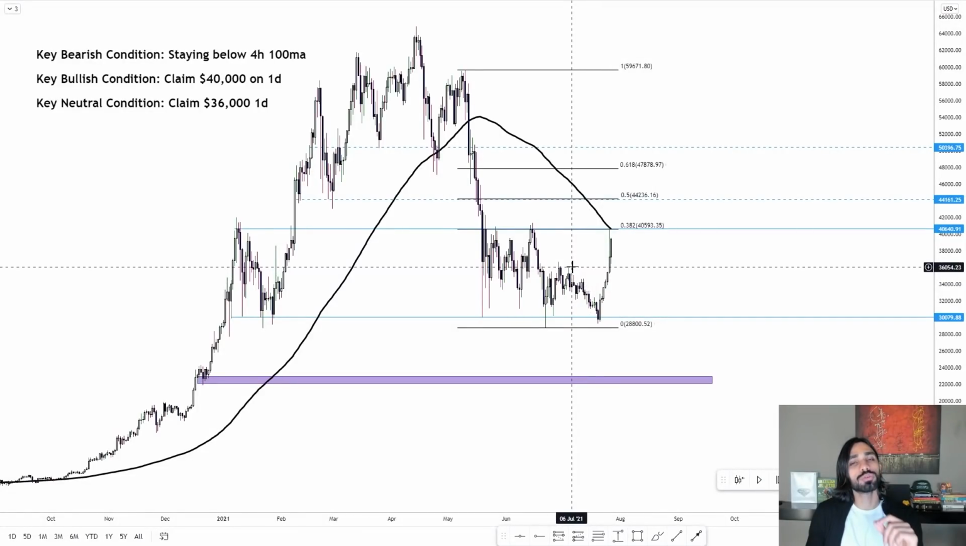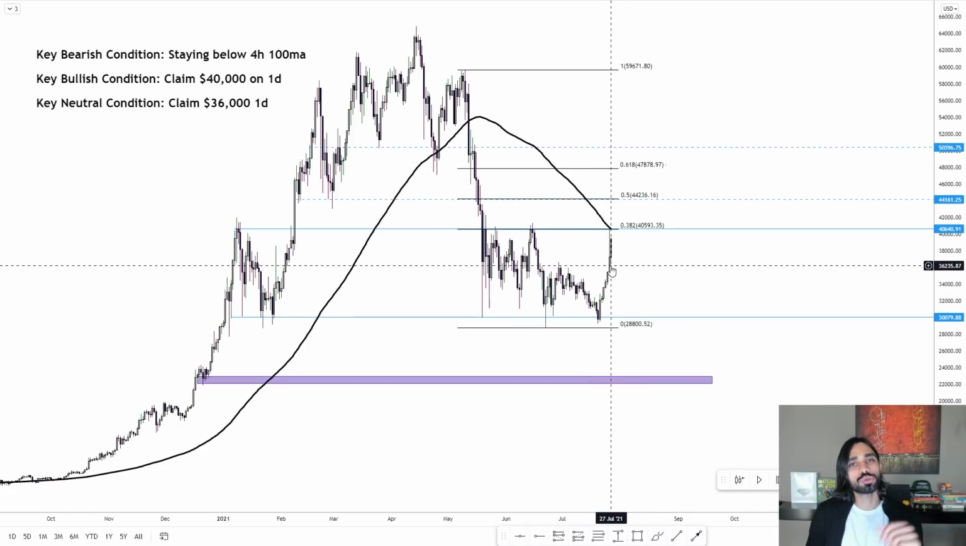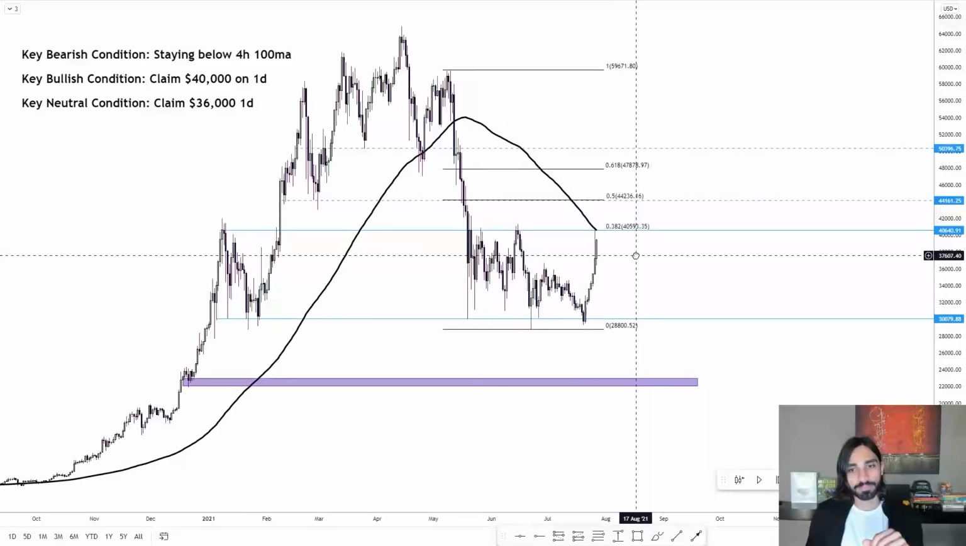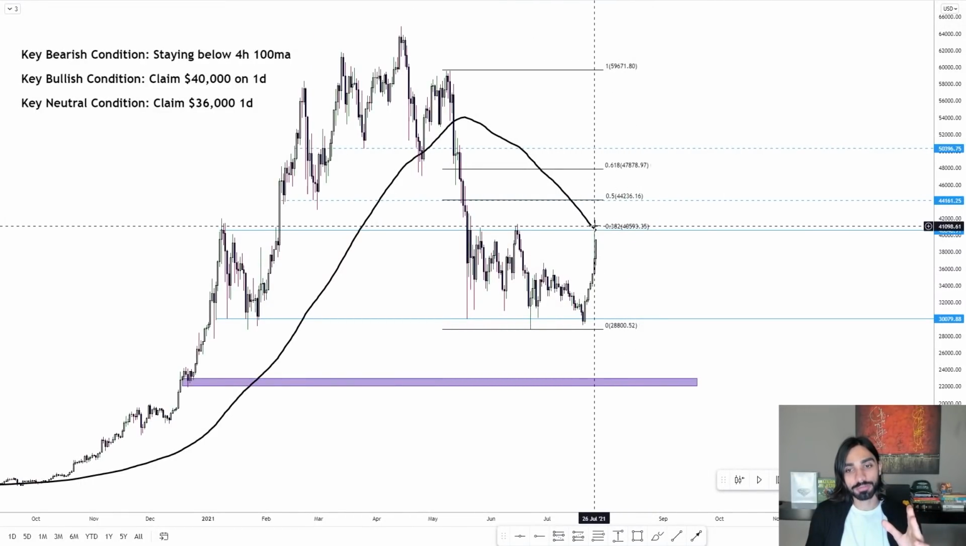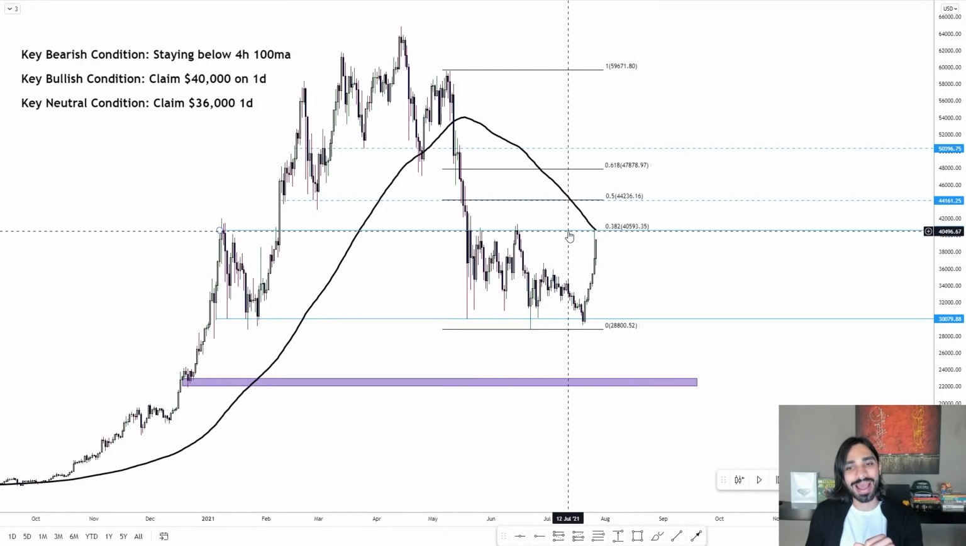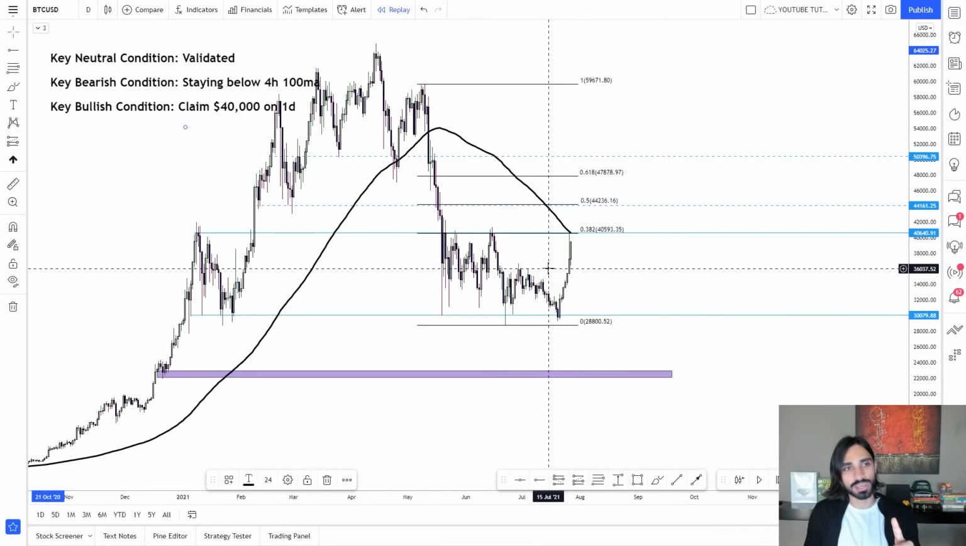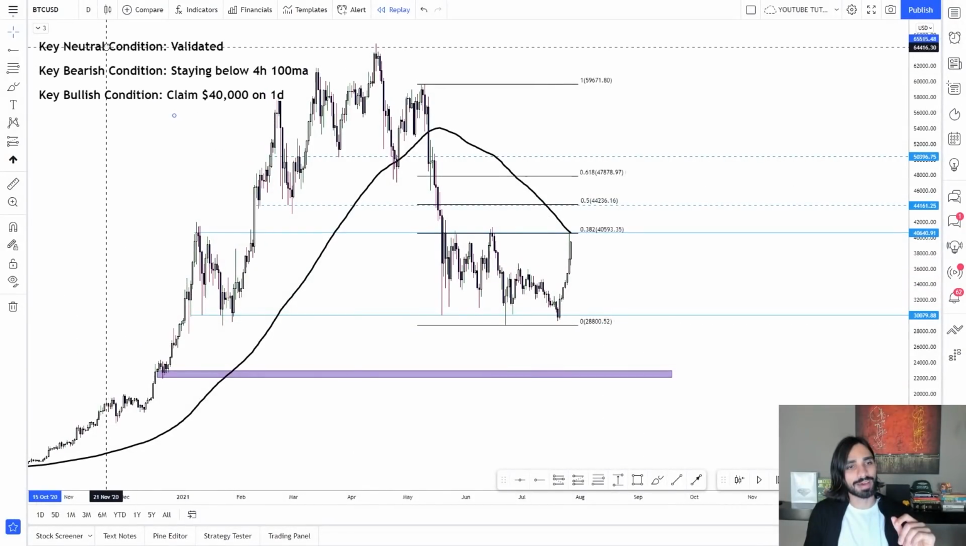We just smashed through the 36K. Look at the power and conviction at which our neutral condition was just claimed. And remember, we predicted the path of this moving average. It went exactly where we predicted it to go and acted as a resistance over there. So as you can see over here, we've claimed the 36K and our neutral condition has been validated.